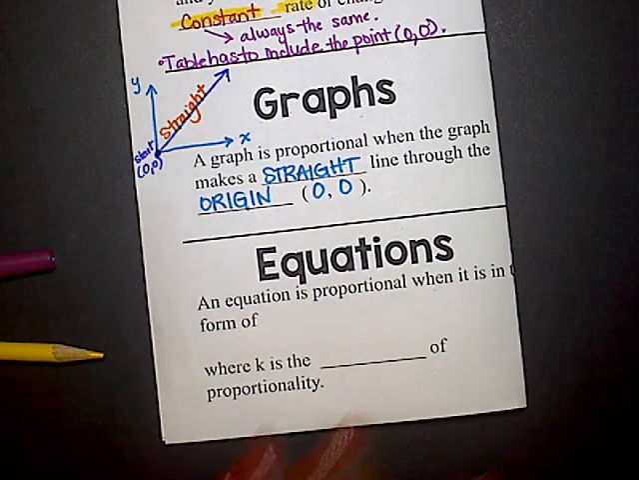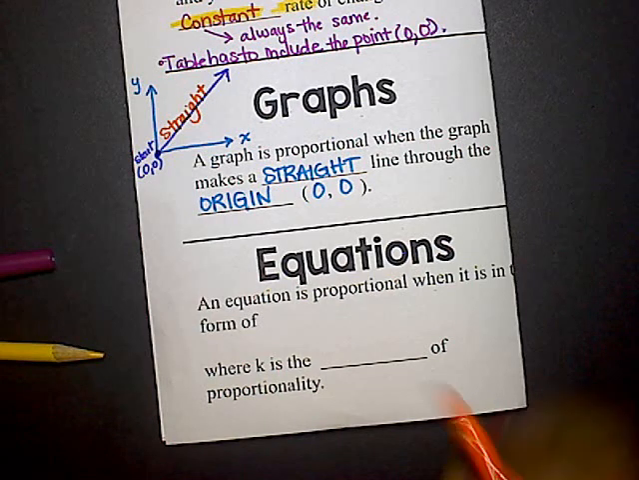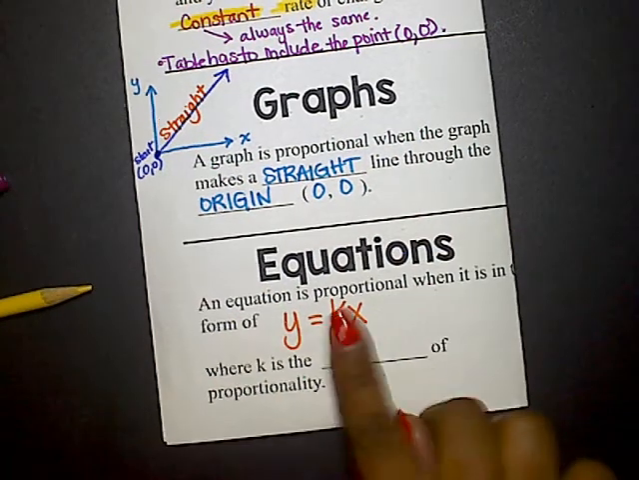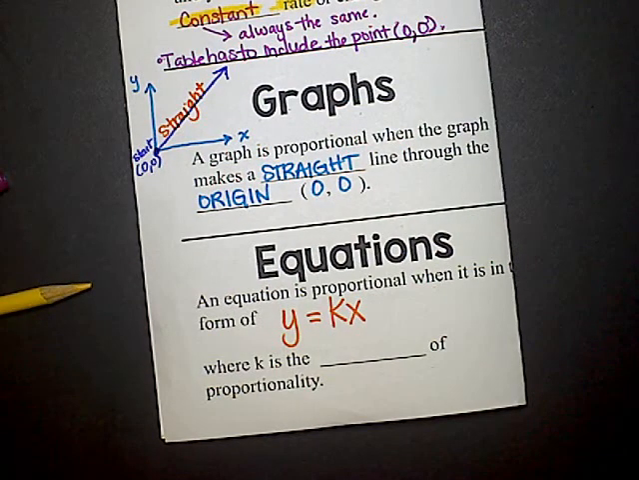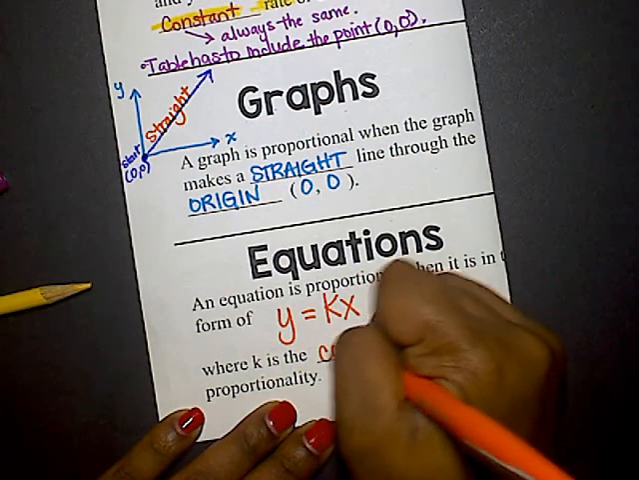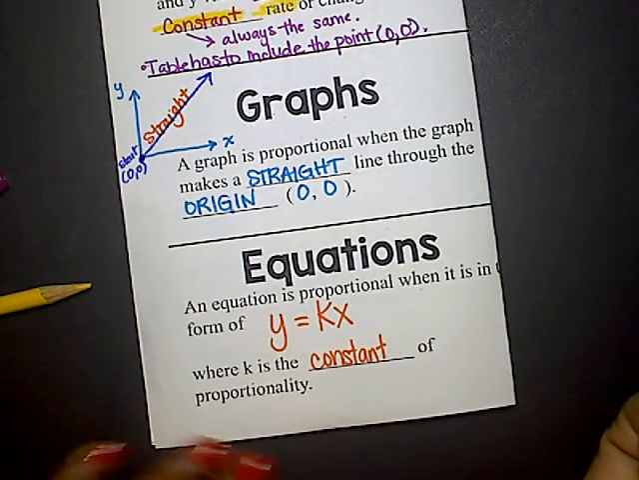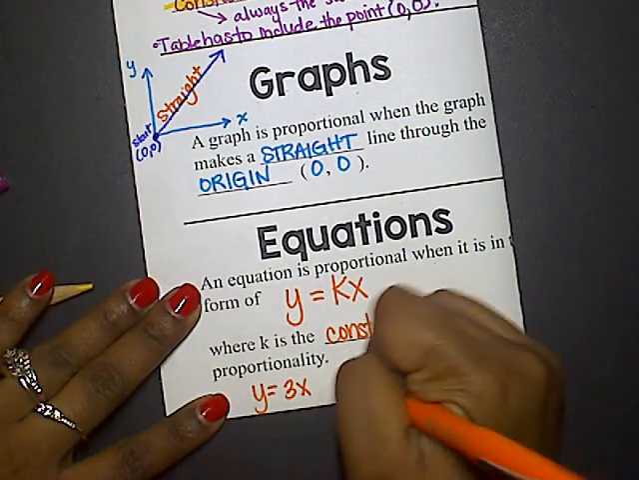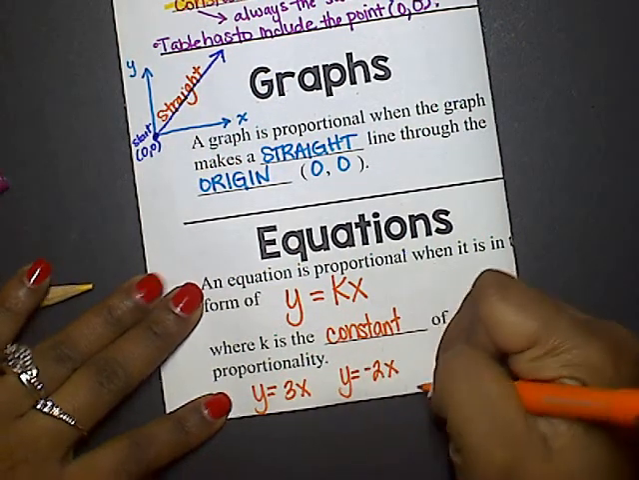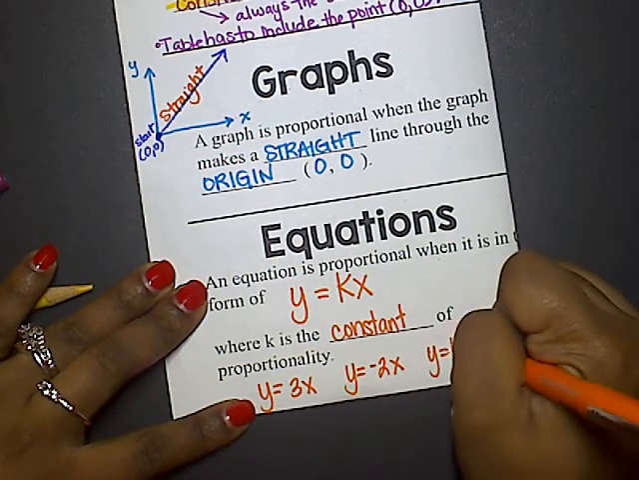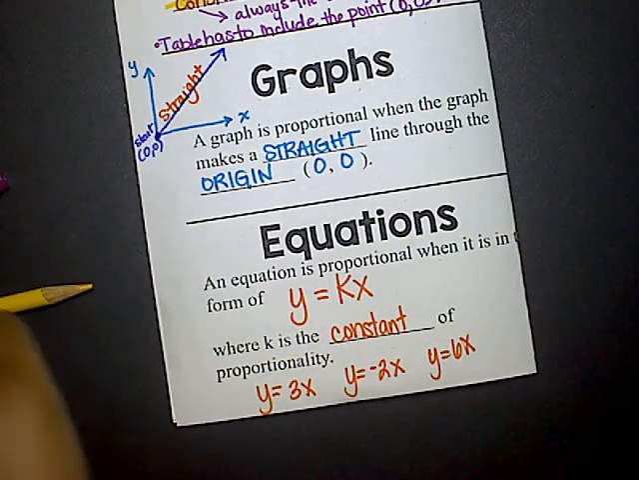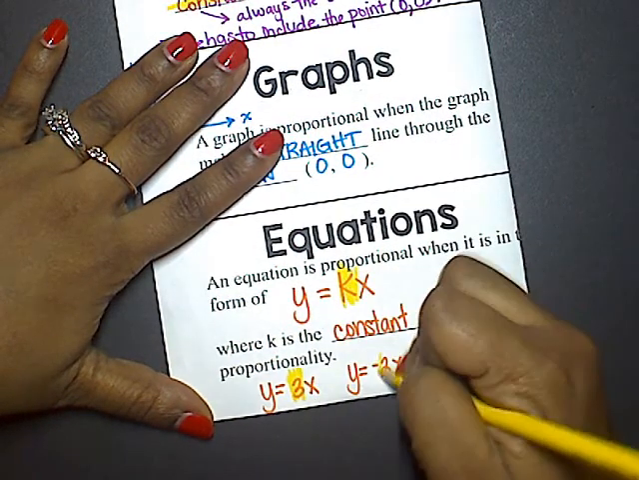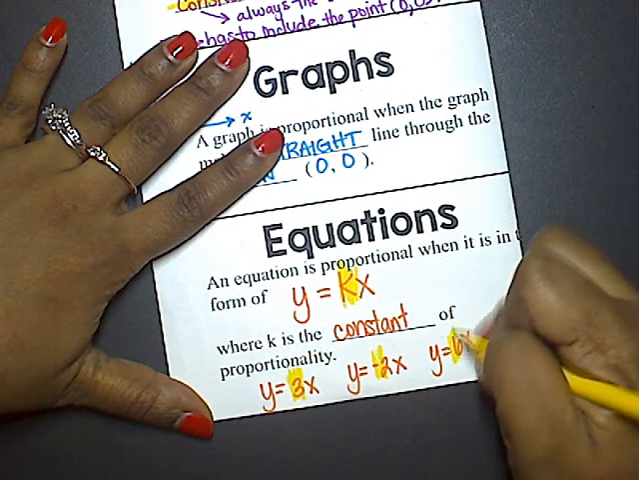Okay. And then lastly, we have our equations. When we think about our equations, an equation is proportional when it is in the form of y equals kx. And all this means is where k is the constant of proportionality, so that constant rate of change. Some examples are y equals 3x, y equals negative 2x, and y equals 6x. And you'll see each time that k is just going to be the number attached to x. So it's 3, negative 2, and 6.